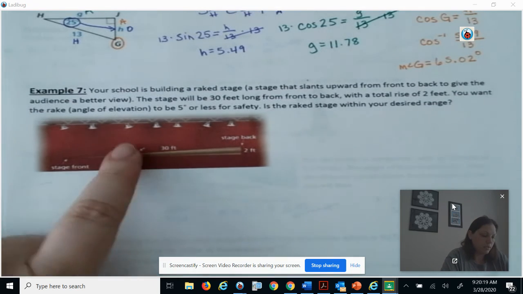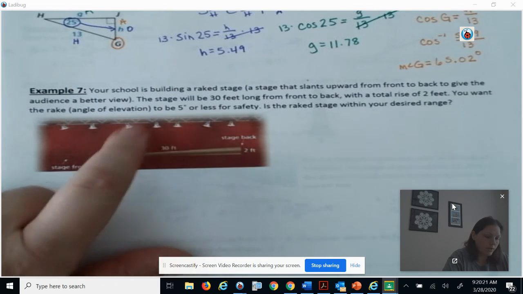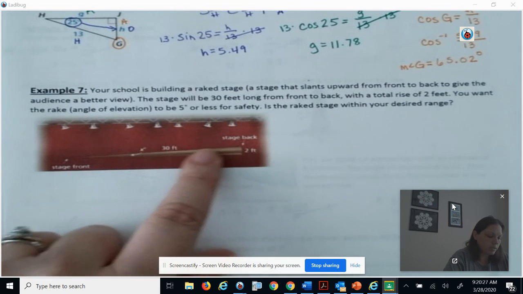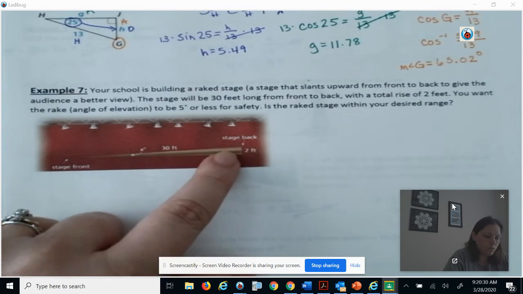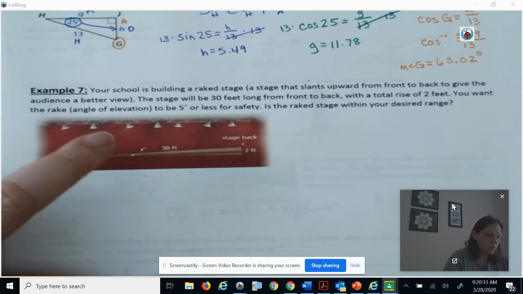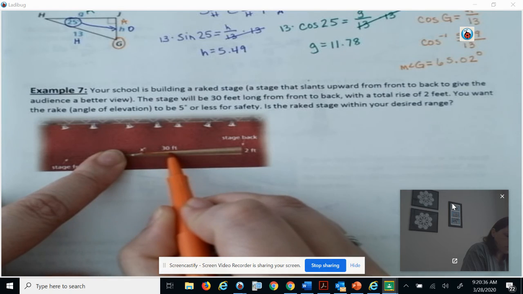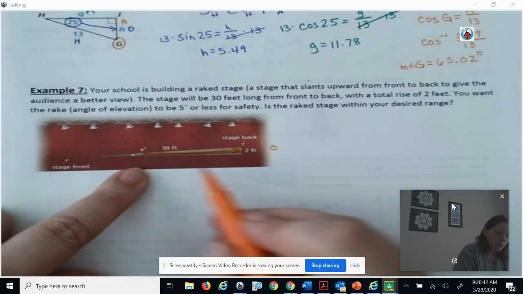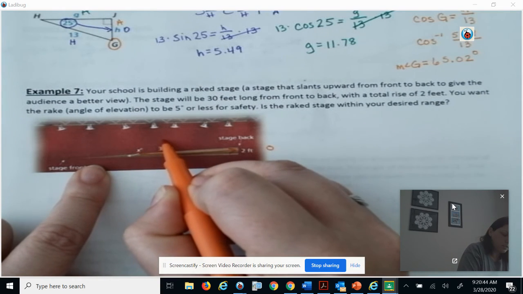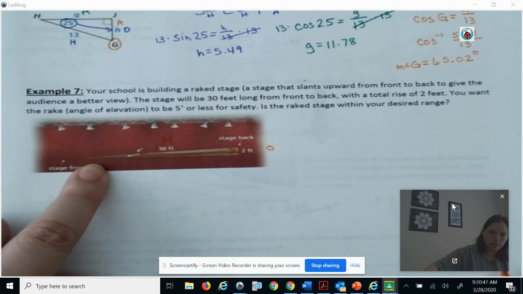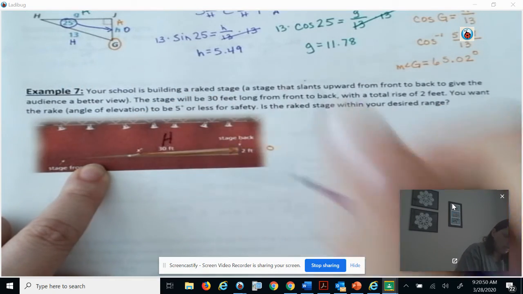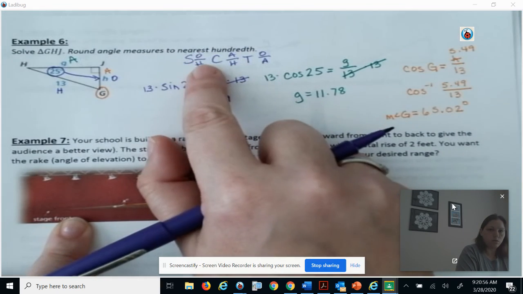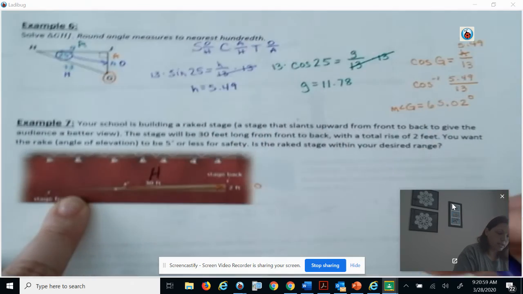So we want to see if this angle is 5 degrees or less. Okay. We know the hypotenuse, it's the length of the stage, right? And we know how much it's raised, which is the 2. So from this angle, right across, that's the opposite side. And we know the length of the stage is 30. That's the hypotenuse. Sorry, I don't know if you can see that. Okay, so if we have opposite and hypotenuse, that's our SOH. So we're using sine.